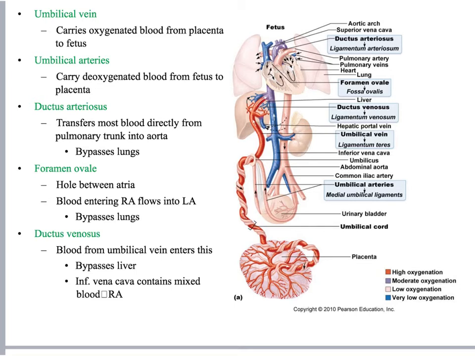The foramen ovale is another shunt, and this is a hole in between the atria. Blood entering the right atrium flows directly into the left atrium, and this also allows blood to bypass the lungs because they aren't working and done yet.